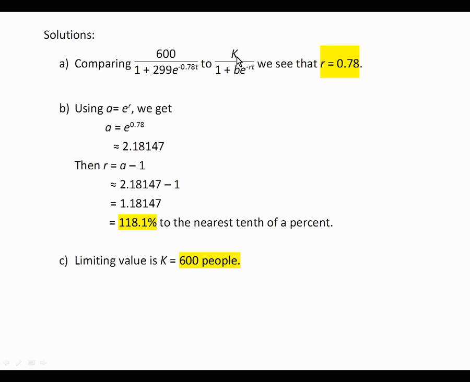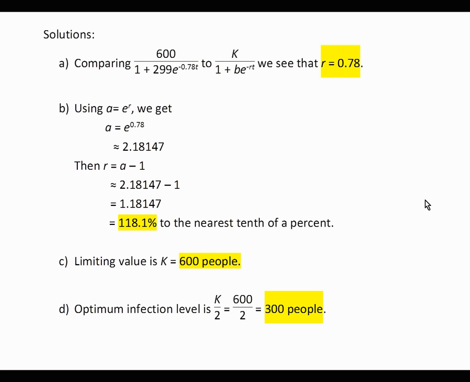Part C, the limiting value is k, which is equal to 600, right? Remember, k is the limiting value. It's the numerator. Whatever number is in the numerator, that's your limiting value. For question D, the optimum infection level is the inflection point, so it's going to be k over 2, so 600 over 2. So at 300 people, that is the optimum infection level. That is when the rate of increase is at its greatest.